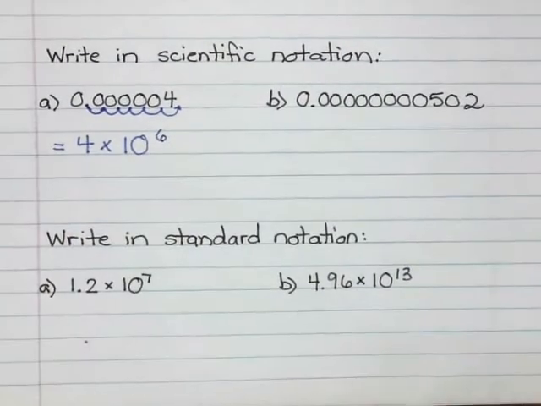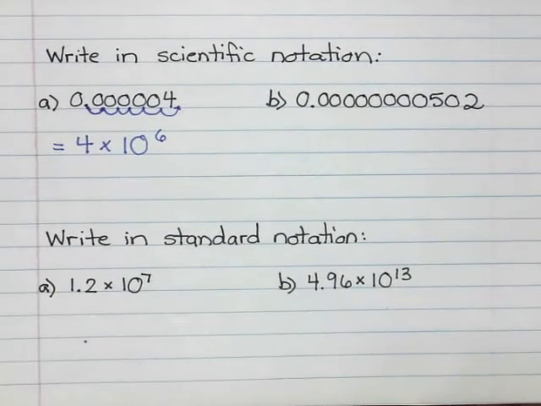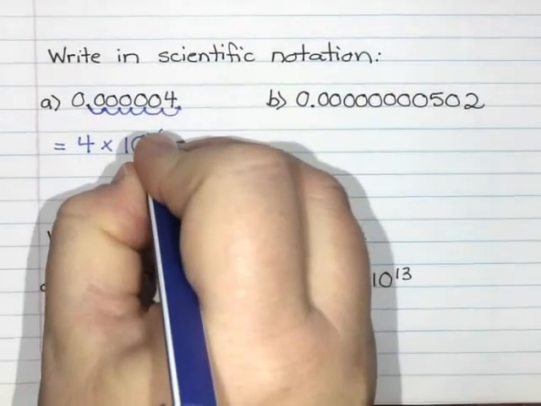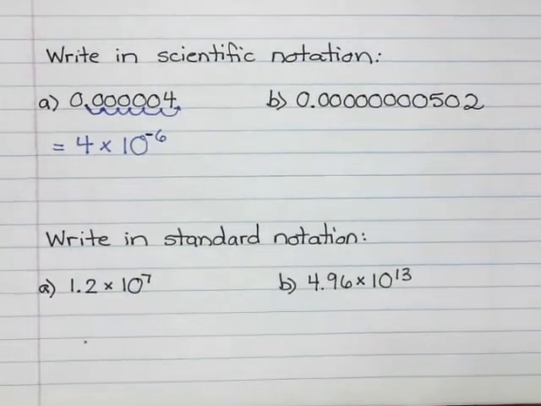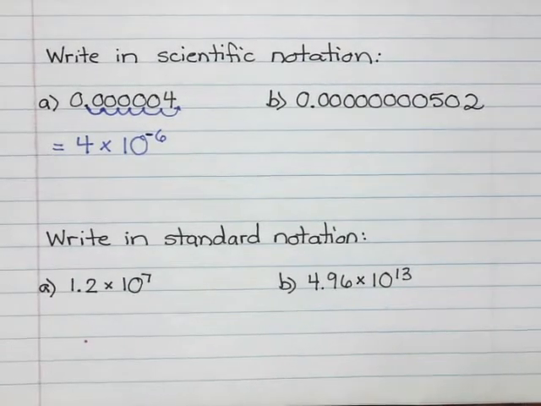But because this is a small number, we get small numbers by dividing. That's not going to be a positive 6. It is going to be a negative 6. So I have 4 times 10 to the power of negative 6.